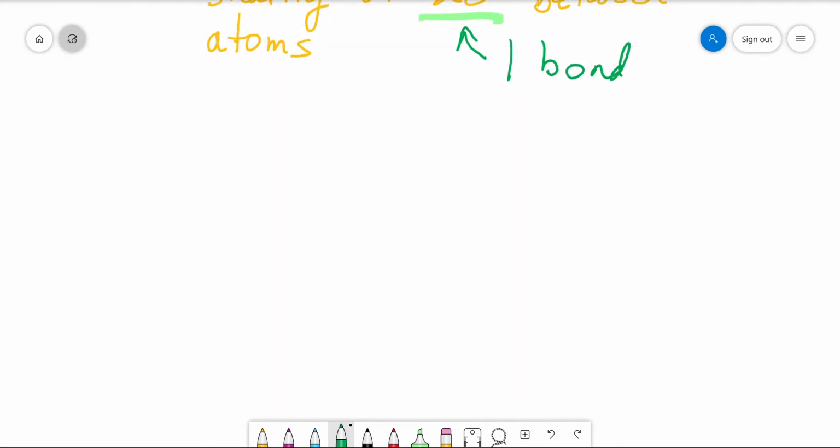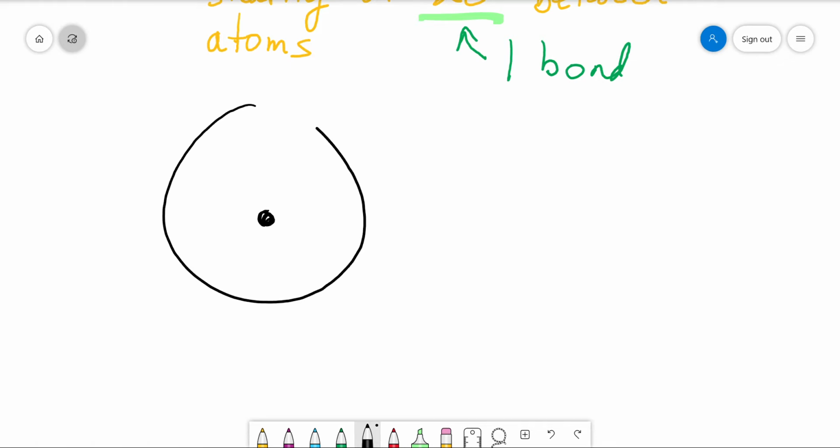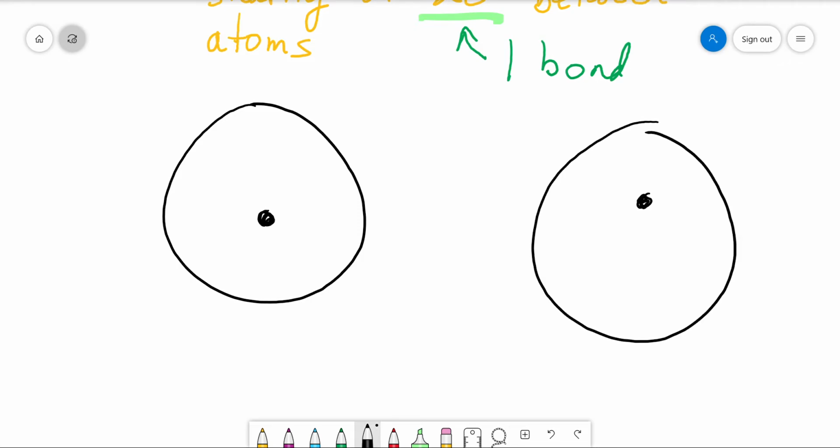So if we just draw a picture of what two atoms might look like, we have a nucleus in the middle, of course, and then the electrons on the outside, and we draw them roughly spherical because that's just how the electrons end up looking. And we can look at the forces between them. It doesn't matter what two atoms we're talking about here. We have attractive forces and repulsive forces. This is the electron cloud, and that's the nucleus.